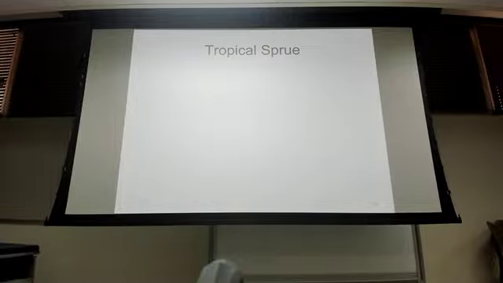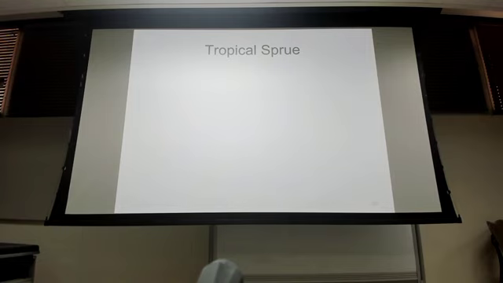Moving on to tropical sprue, not to be confused with celiac sprue. So celiac disease, for our purposes, we're going to call celiac disease. Tropical sprue, we're going to call tropical sprue. Both are malabsorption syndromes in the small intestine, but different. This one is really based on location. That's why it's named tropical sprue, because it happens in tropical regions near the equator. It's thought to be infectious. We don't really know. The exact cause has not been identified.